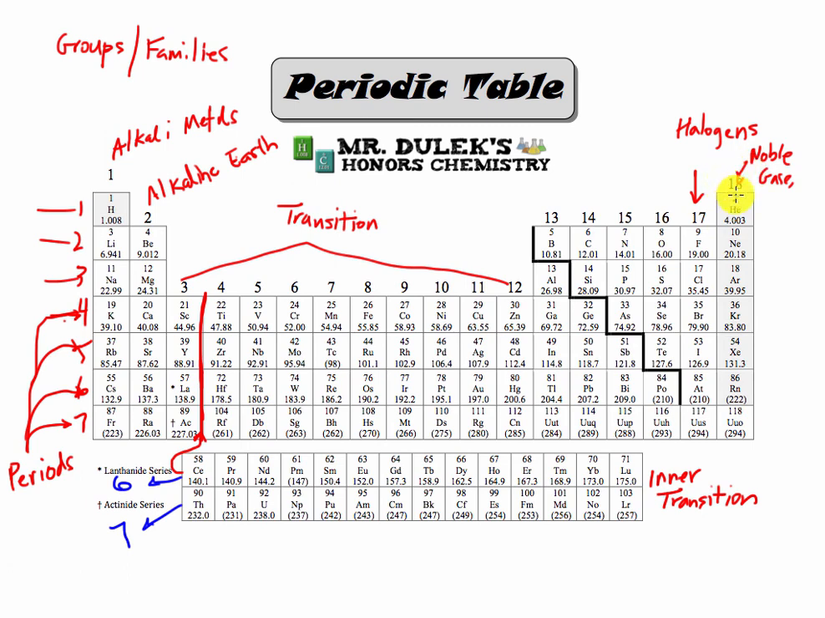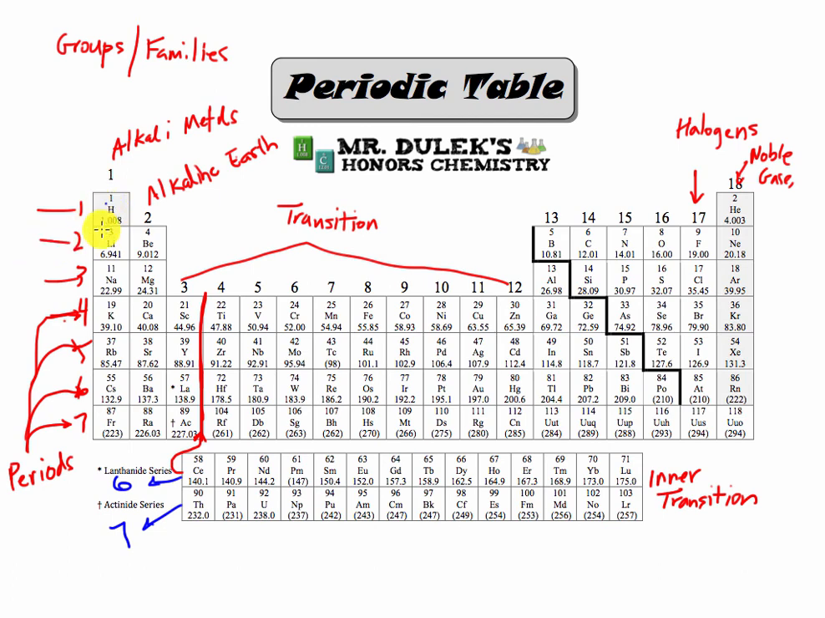So if I say group 18, I'm talking about noble gases. If I'm talking about group 2, I'm talking about the alkaline earth metals. Period 5 would be this horizontal row. Okay? And I think that's pretty much it.